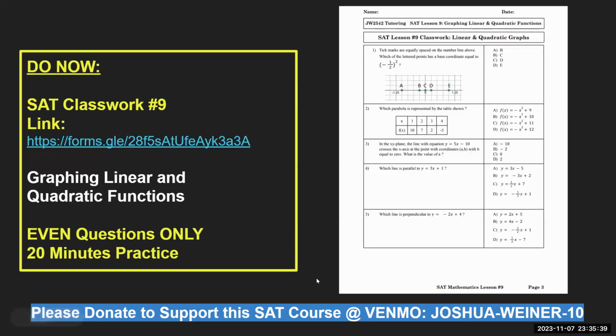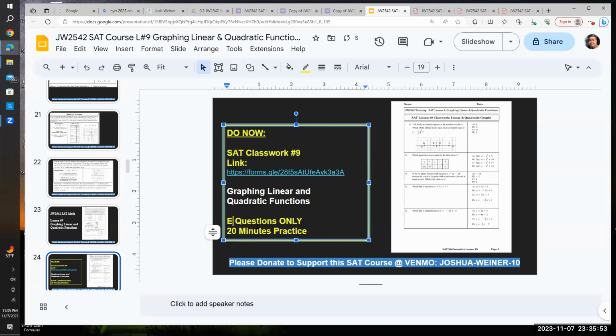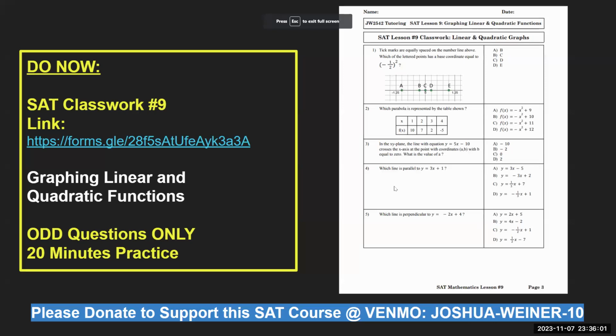What we'll do now is a classwork. Because we only have 90 minutes tonight, the tradition is to do 20 minutes with just half of the lesson. So I have 25 questions for you. But since it's an odd lesson, number 9, sorry, let me fix the slide here, it'd be odd questions only. So you only have to try 13 of the questions: 1, 3, 5, 7, 9, 11, 13, 15, 17, 19, 21, 23, and 25 only.